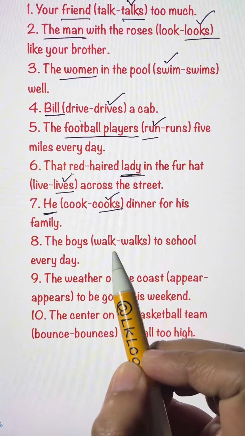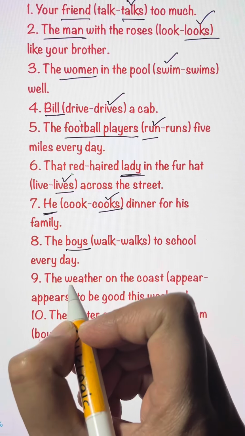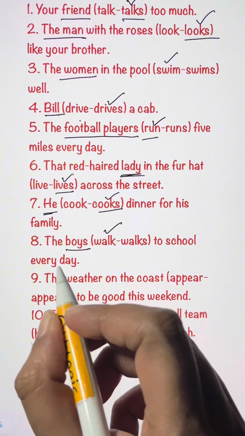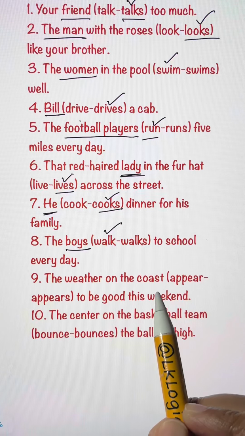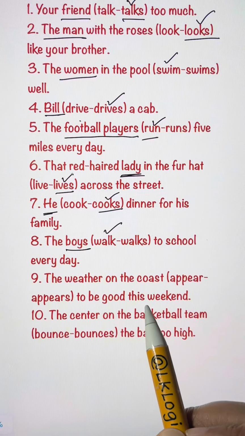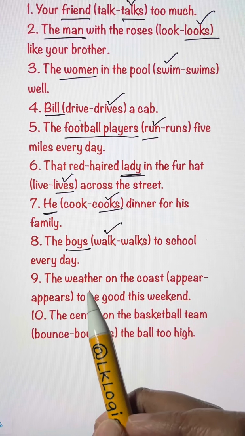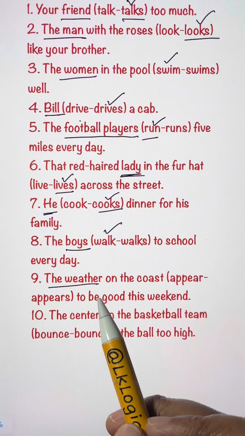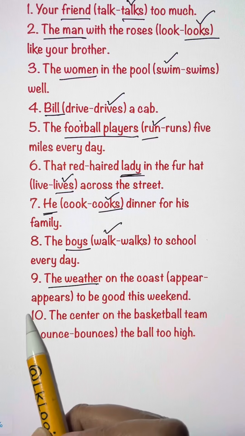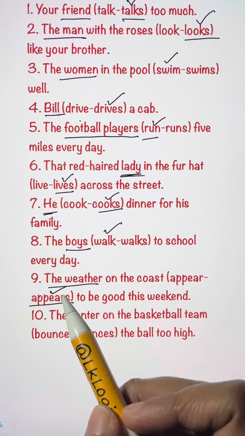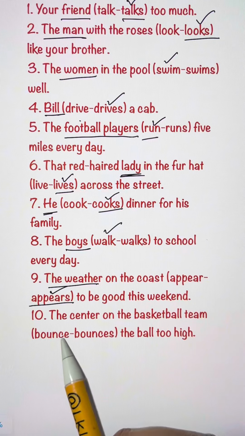Question 8. The boys walk to the school every day. The boys, plural subject, so plural verb, walk. The boys walk to the school every day. The weather on the coast appears to be good this weekend. So here it's a singular subject. You're talking about a single weather, one weather. So you have to choose a singular verb, that means appears. The weather on the coast appears to be good this weekend.